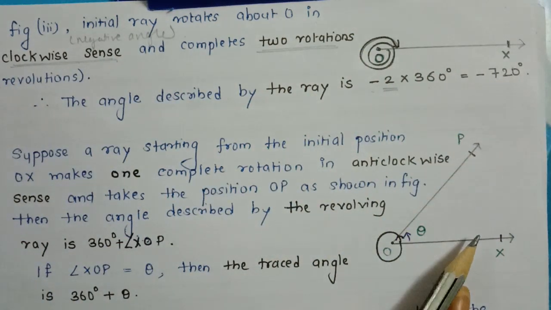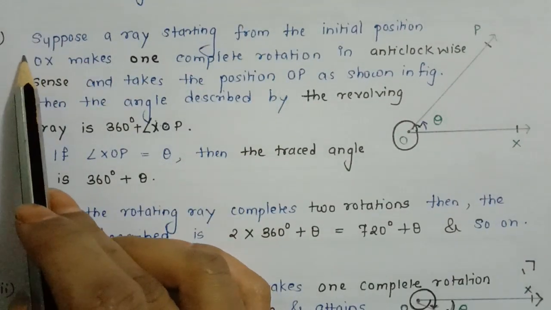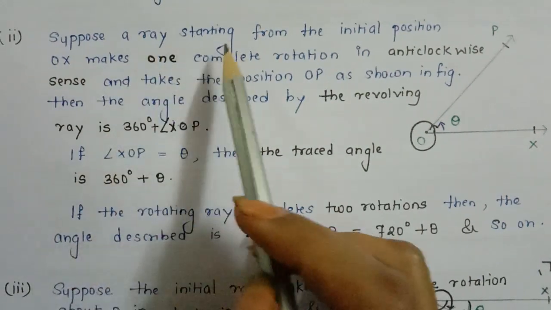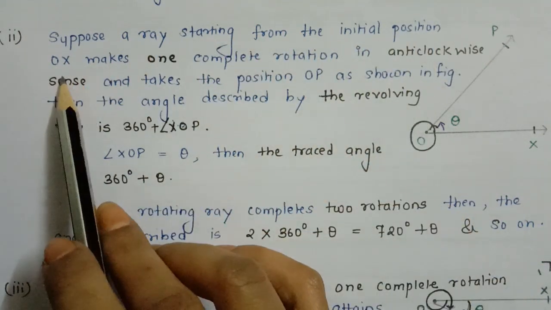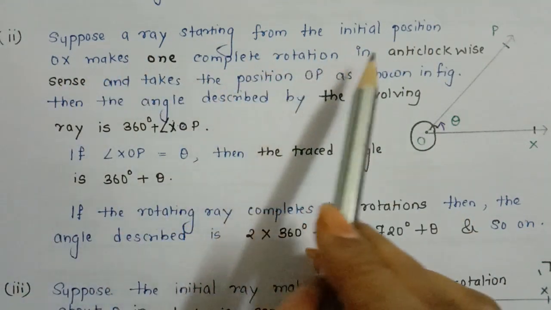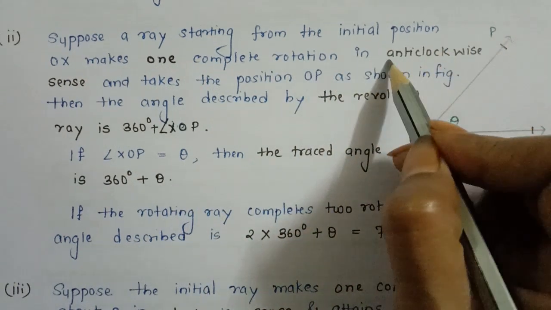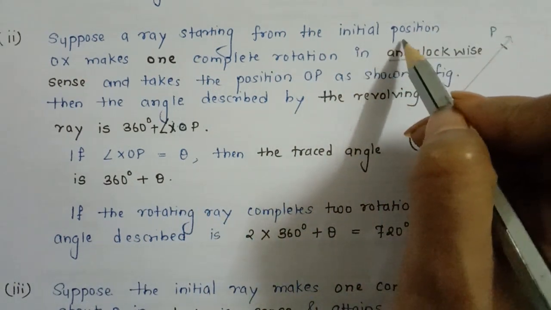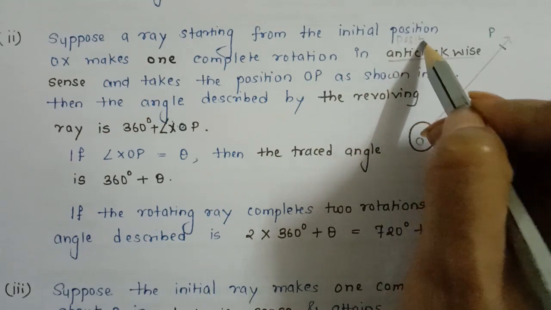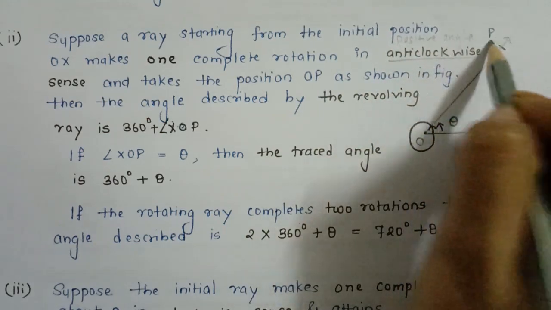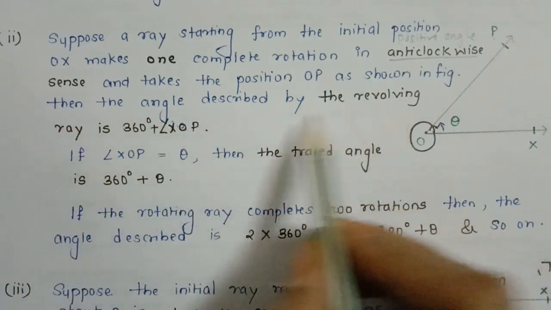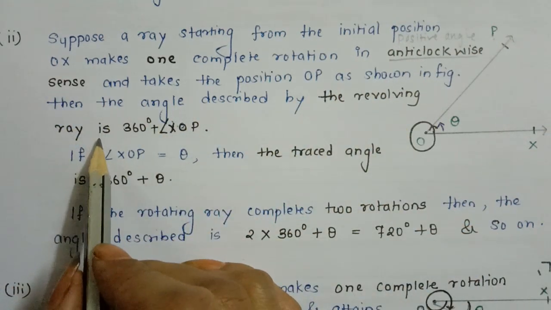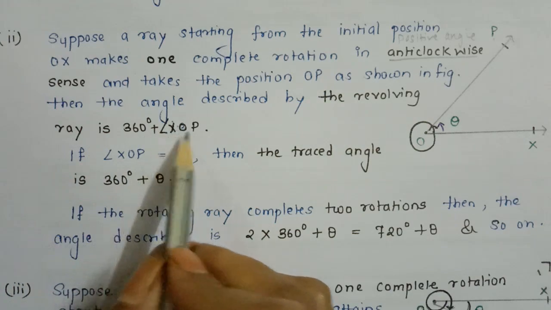Next, the second point is: suppose a ray starting from the initial position OX makes one complete rotation in an anti-clockwise sense. So whenever it is an anti-clockwise sense, here it is a positive angle, and takes the position OP as shown in the figure. Then the angle described by the revolving ray is 360 plus angle XOP.